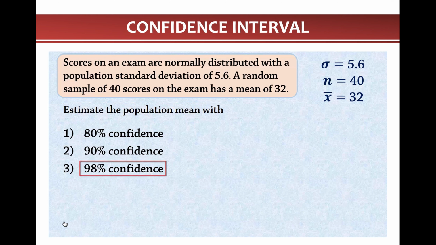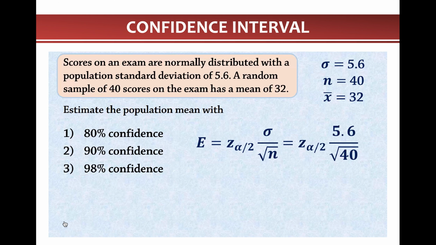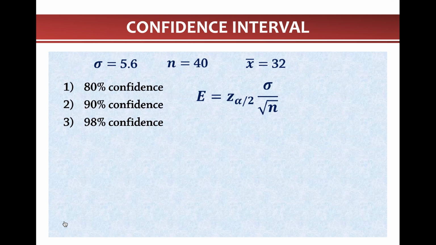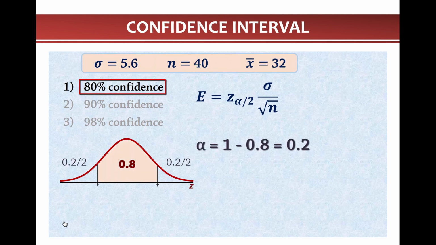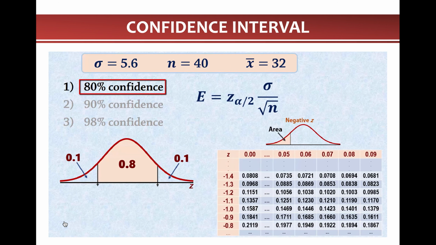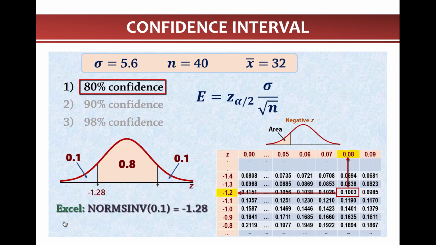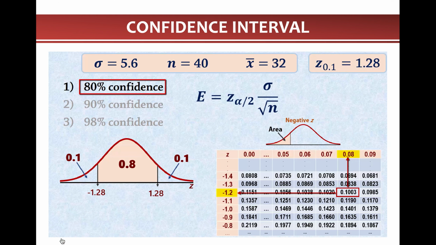So let's proceed. The margin of error is going to be Z alpha over 2 times 5.6 divided by the square root of 40. We now need to find the critical value for each confidence level. For the 80% confidence interval, alpha is 0.2, so we have 0.1 in each tail. Looking up 0.1 in the normal tables, we find the closest value to be 0.1003, and that corresponds to a Z score of negative 1.28 in the lower tail. And because of symmetry, it is 1.28 for the upper tail. So the Z critical value for the 80% confidence level is 1.28.